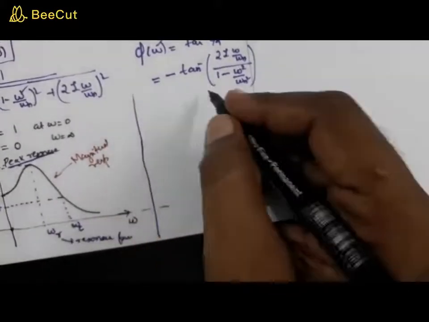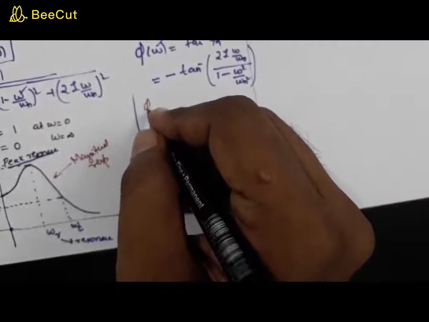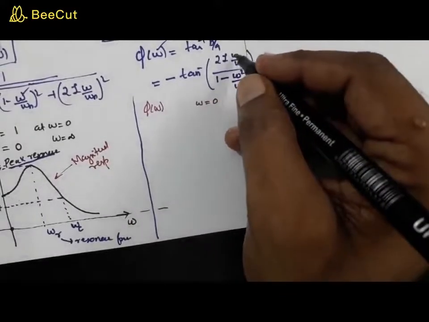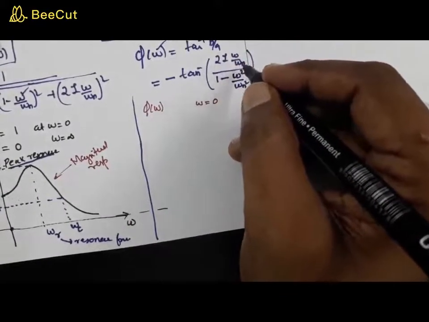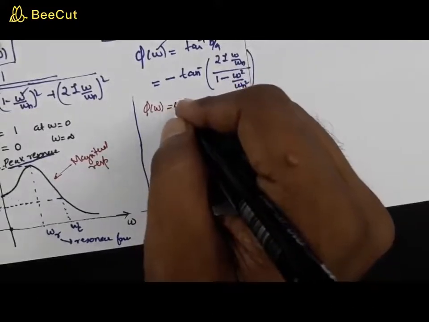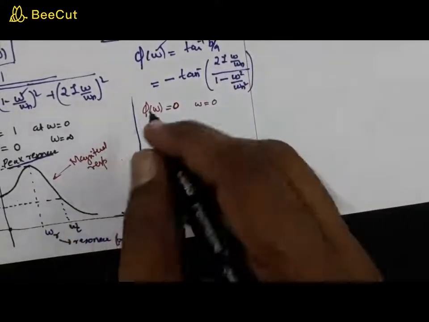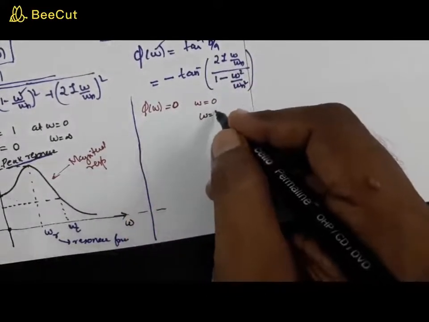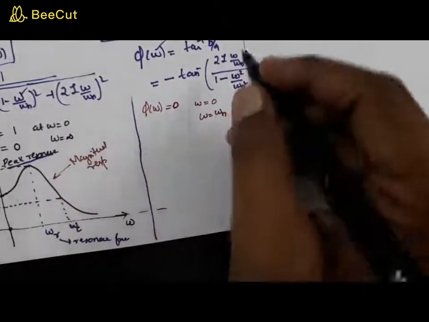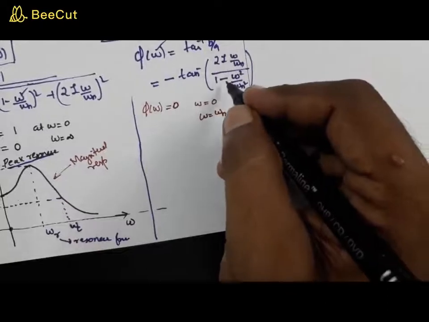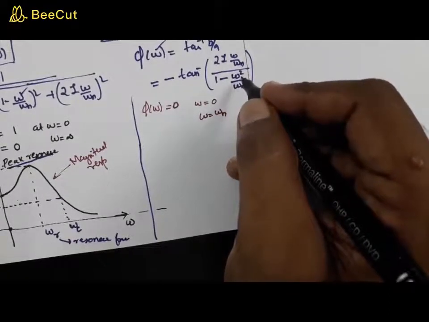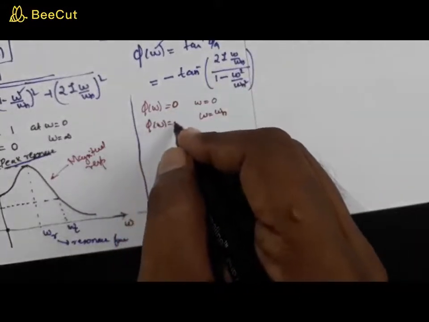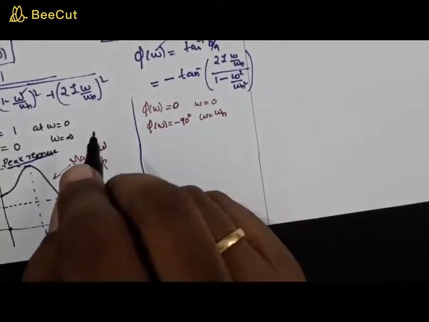Now coming to the phase, let us try to plot this. What about phi of omega at omega equal to 0? When you substitute omega equal to 0, this becomes 0, so phi of omega is equal to 0. Now what if omega becomes equal to omega n, the natural frequency of the system? Then this is 1, meaning this is 0, so phi of omega is going to be equal to minus 90 degrees.